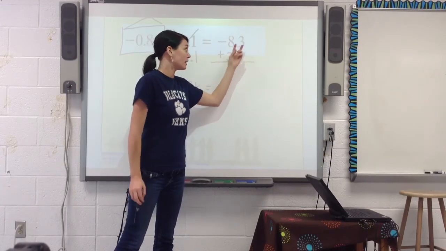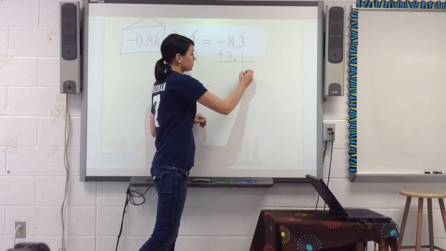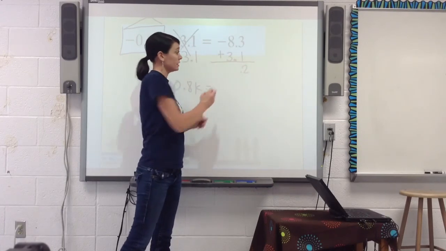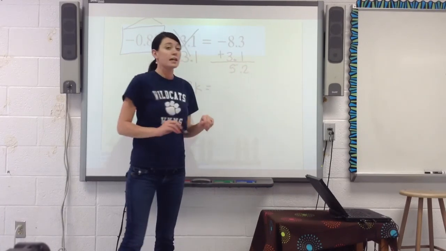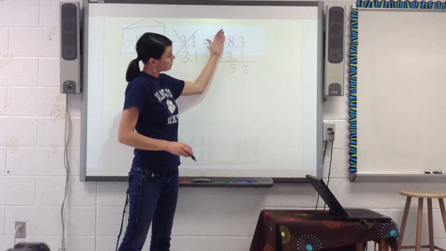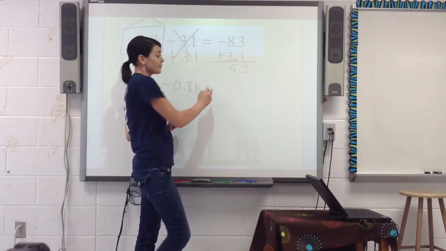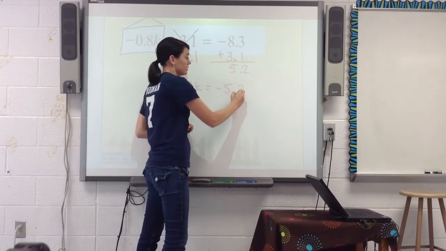I'm ready to subtract. 3 minus 1 is 2. 8 minus 3 is 5. And then keep the sign of the larger number. Ignore your signs. 8.3 is bigger. So we're going to keep that sign. We get our negative 5 2/10.